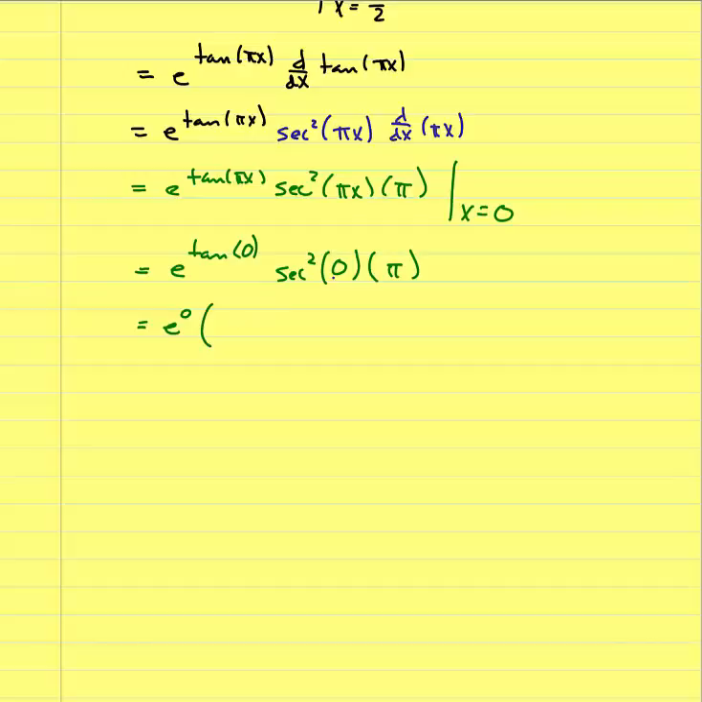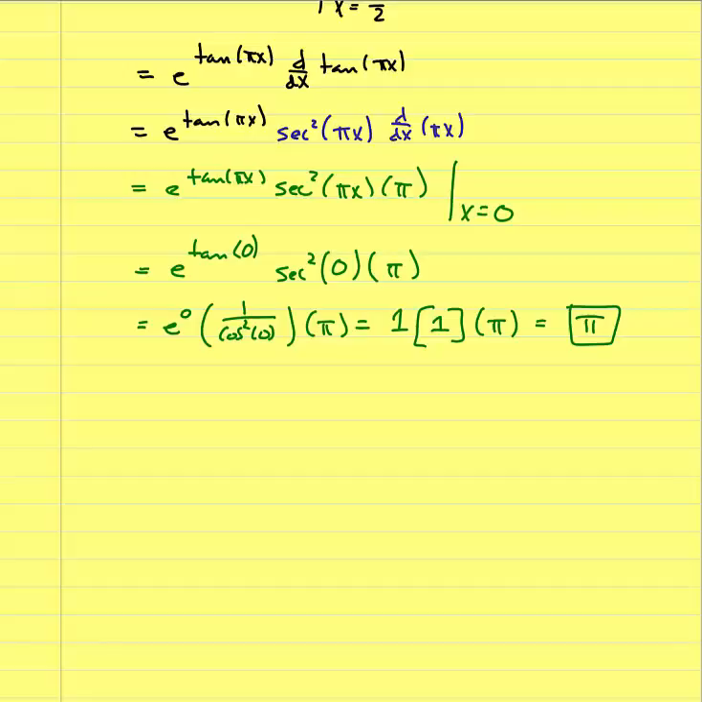Now secant squared of 0 is 1 over cosine squared of 0, times pi. e to the 0 is 1. Cosine of 0 is 1. 1 squared is 1. 1 over 1 is 1, times pi. And I get pi for my solution here. So that's an example of finding the slope of the tangent line of this particular function at x equals 0. So working with trig functions is neat.